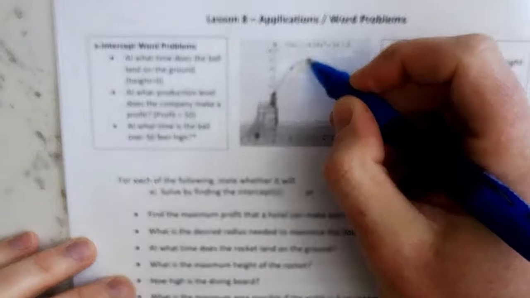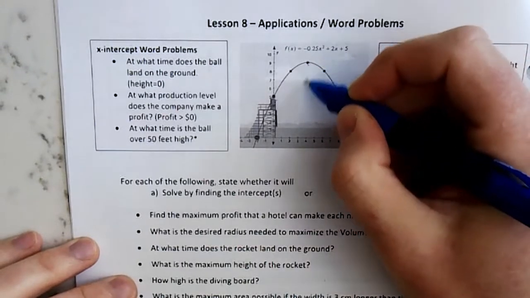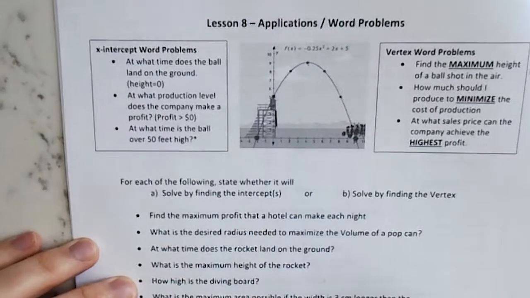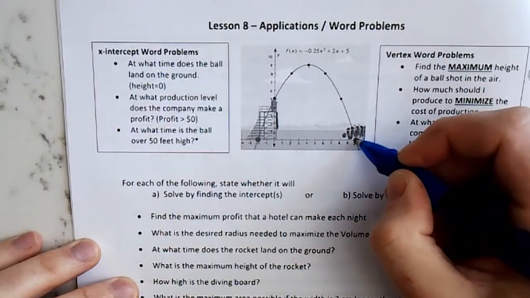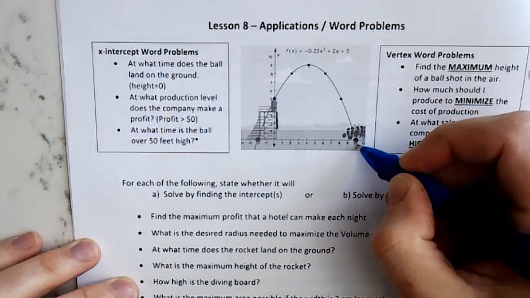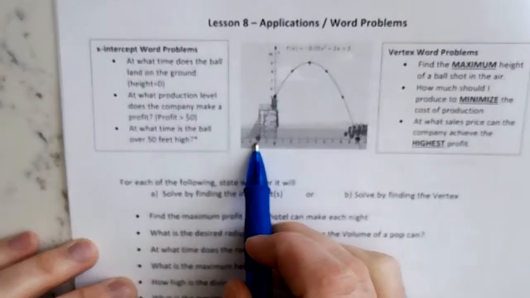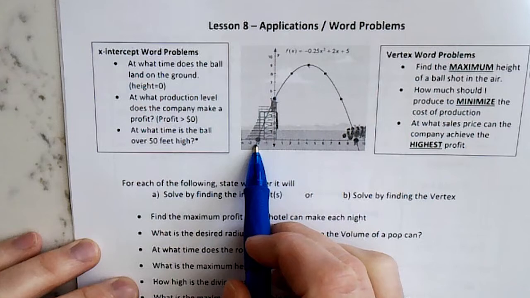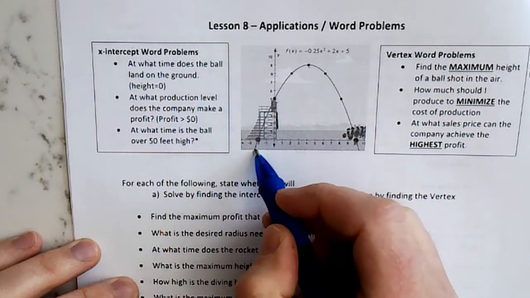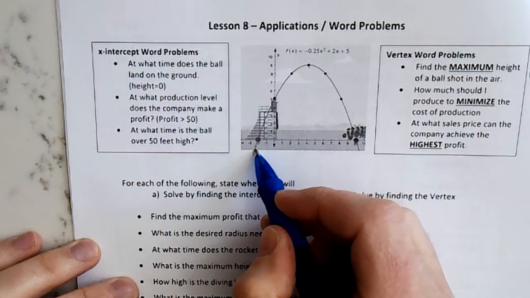The vertex is how high the ball gets, and they may ask, at what time does the ball reach maximum height? And the third option is where it lands. This is the x-intercept. So it lands at 10 seconds or -2. But that doesn't really make sense. The parabola keeps going, but we don't usually consider negative answers. You can't go back in time.